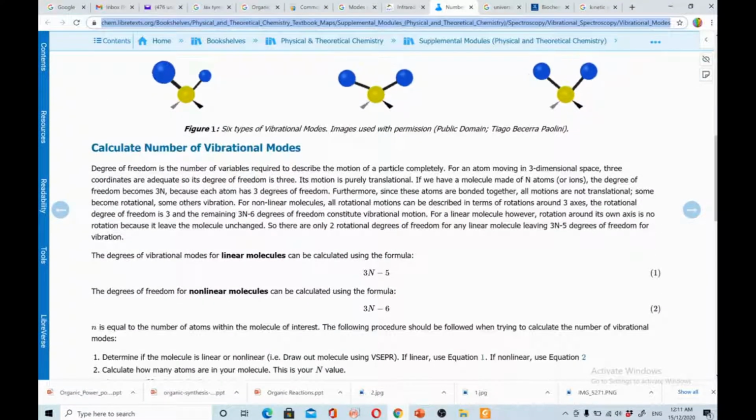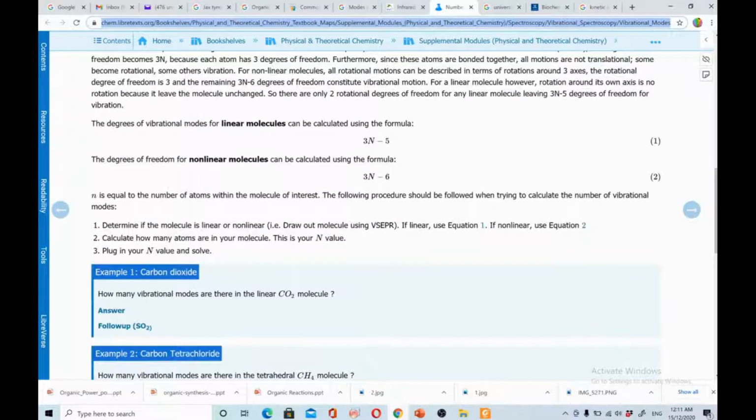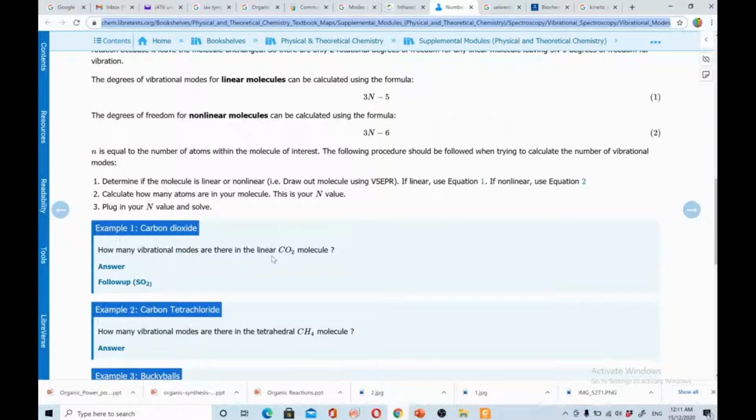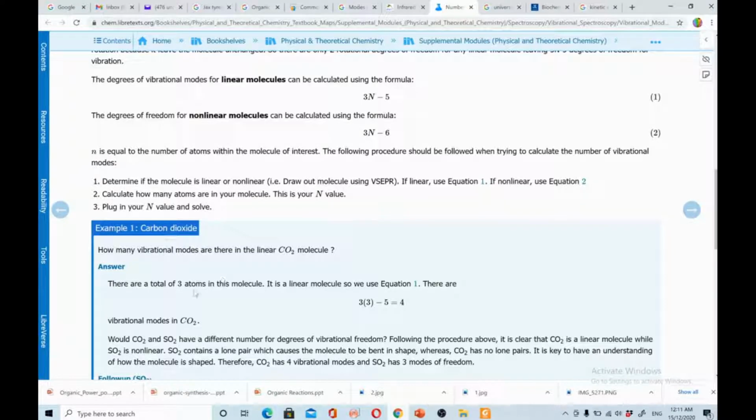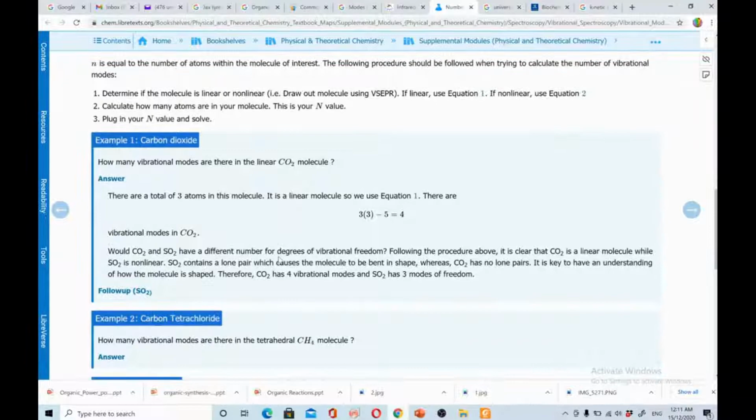Now, how do we calculate the number of vibrational modes? This is the formula for a linear molecule, 3n-5, and this is the formula for non-linear molecules, 3n-6. For example, carbon dioxide is a linear molecule with a total of 3 atoms, so we use equation number 1, that is 3n-5. 3n equals 3 times 3, which is 9, minus 5, so 9 minus 5 equals 4. There are 4 modes of vibration in carbon dioxide.